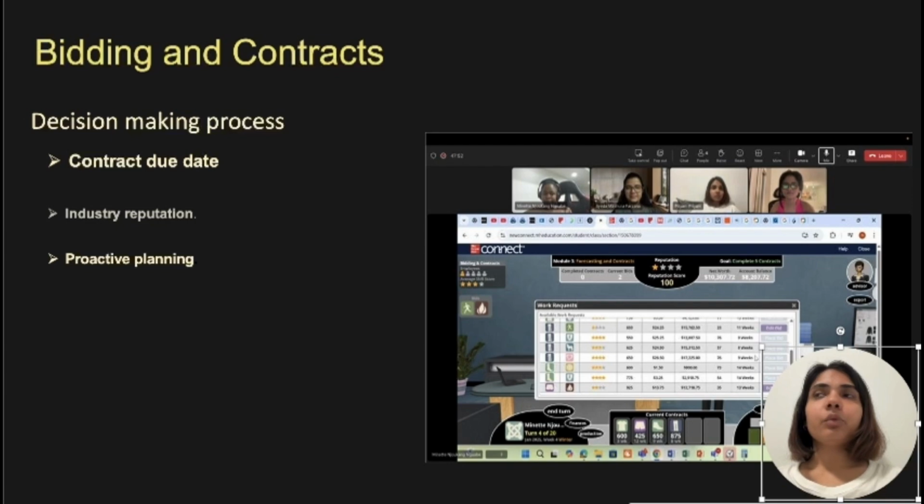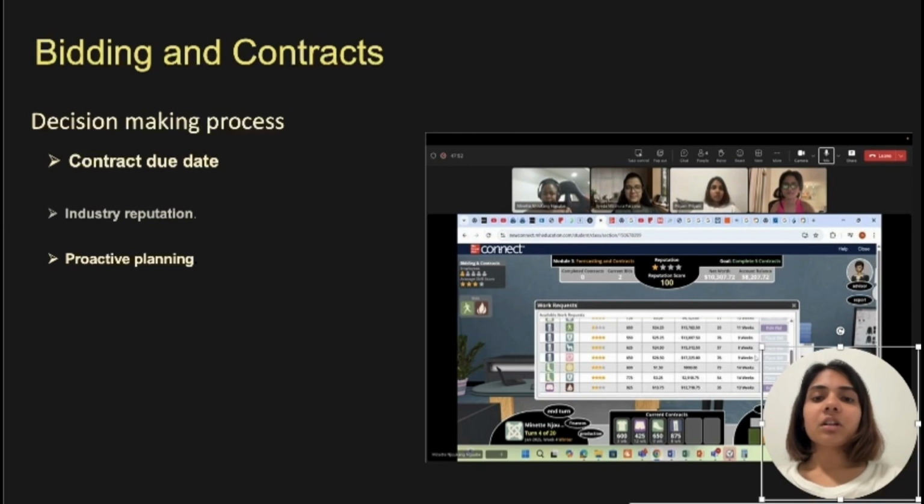We have three factors in total: contract due date, industry reputation, and proactive planning. In making our final decisions, we evaluated each contract on these three key factors. Starting with the contract due date, we gave preference to contracts with realistic timelines that fit well within our current workflow. Tight deadlines, especially during high demand periods, were seen as high risk.